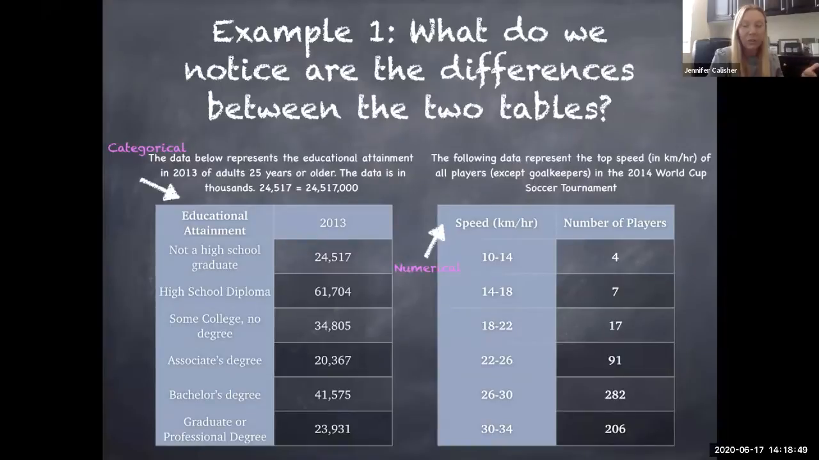So any questions so far on the difference between discrete and continuous? Okay, you can always just thumbs up. Okay, so I have a couple questions for you.